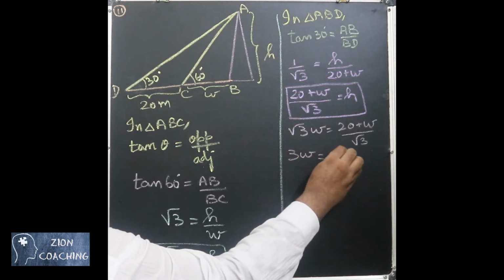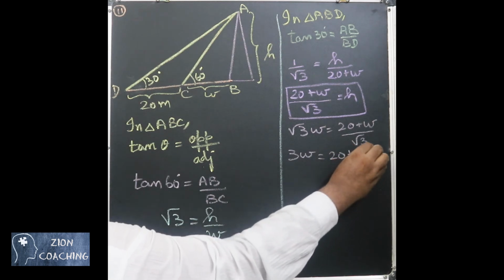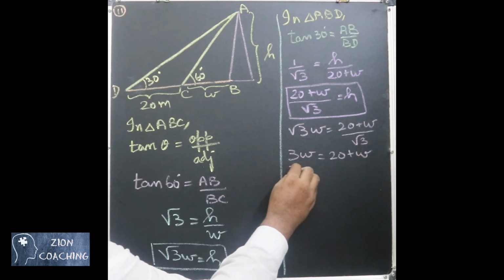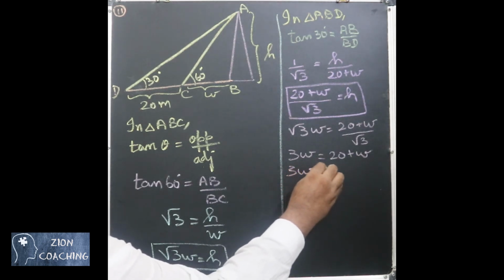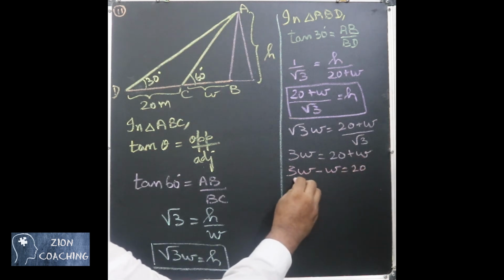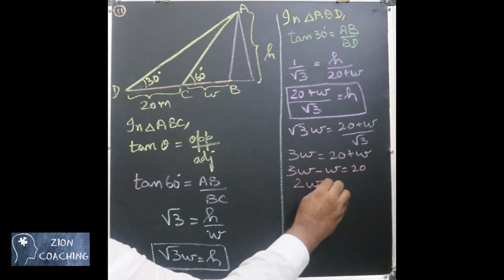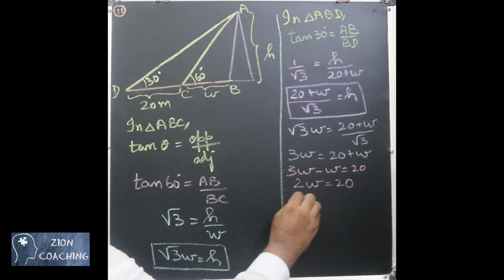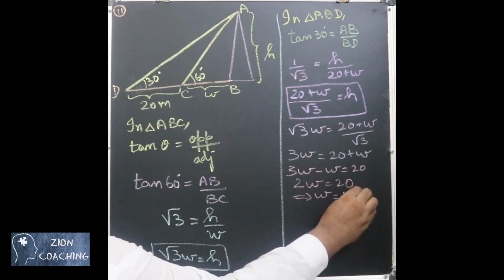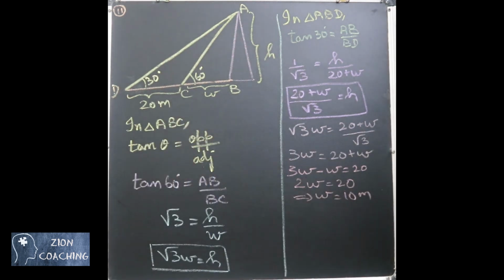Taking this root 3 here, we will have root 3 into root 3, that is 3W, equal to 20 plus W. Bringing the W to this side, we will have 3W minus W equal to 20. 2W equal to 20. That implies W will be equal to 20 by 2, that is 10 meter. Now we have found the width of the canal, it is 10 meter.